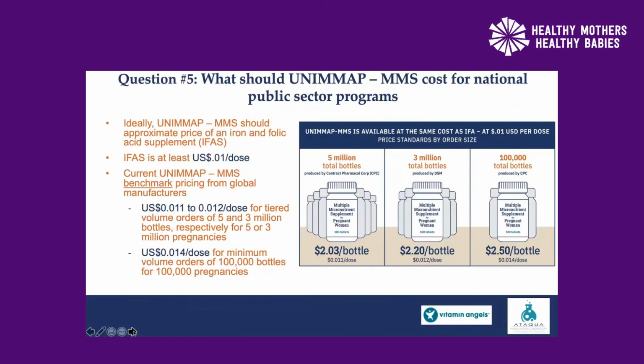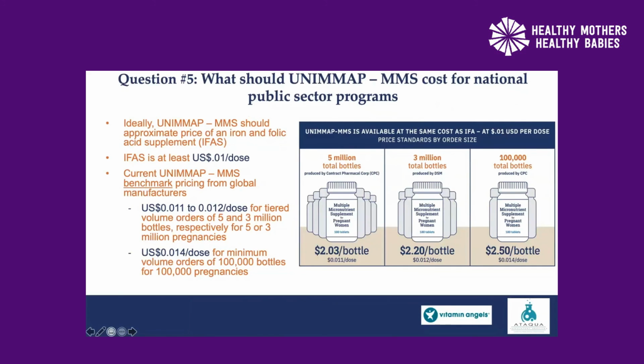Market research suggests that the price of IFAS, manufactured to internationally recognized quality standards, is at least 1 US cent per dose. The current list price for UNIMMAP MMS from 2 global manufacturers, as shown in the diagram at the right, excluding freight and taxes, is about 1.1 to 1.2 US cents per dose for large tiered volume orders of 5 or 3 million bottles, respectively, and that would serve 5 or 3 million pregnancies, and about 1.4 cents per dose for minimum volume orders starting at 100,000 bottles.